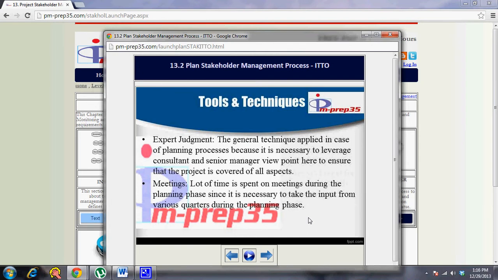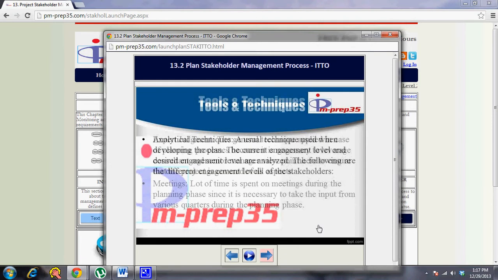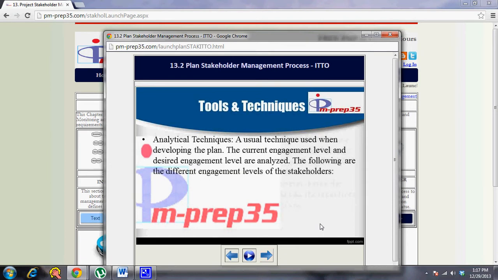A lot of time is spent on meetings during the planning phase, since it is necessary to take input from various quarters. So you have to involve different stakeholders, and meetings are a good platform to engage them. Then analytical techniques, a usual technique used when developing the plan. The current engagement level and desired engagement level are analyzed. The following are the different engagement levels of the stakeholders.